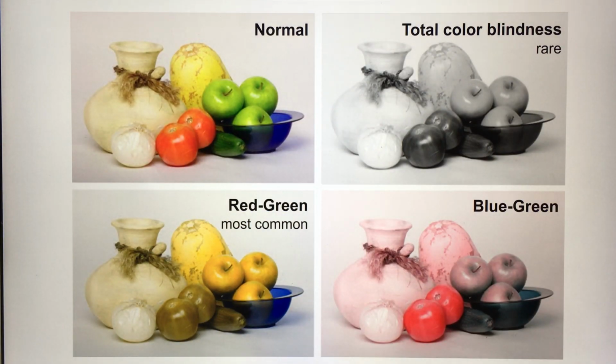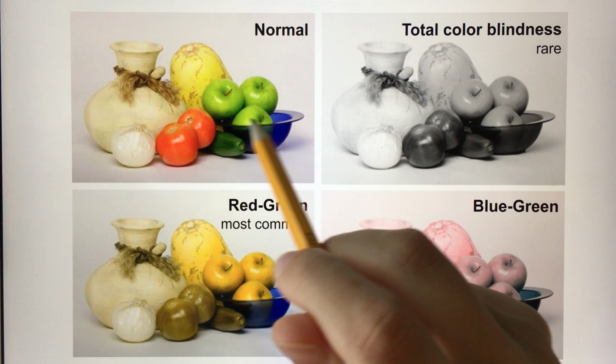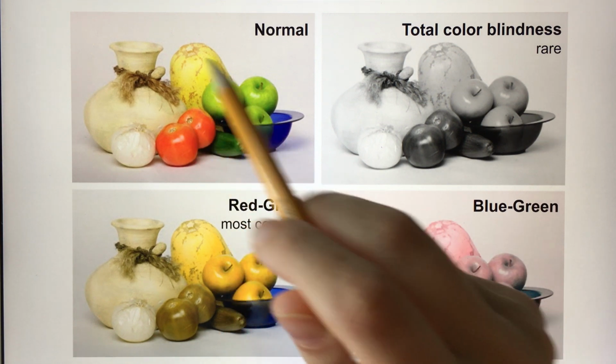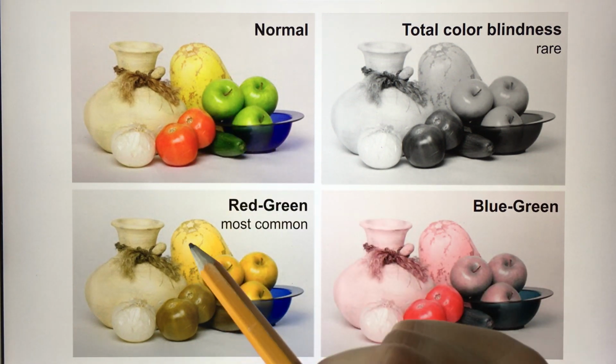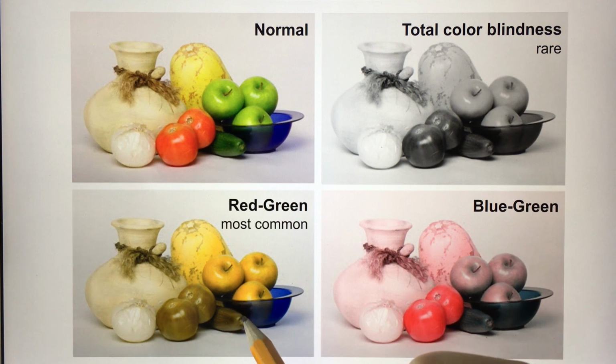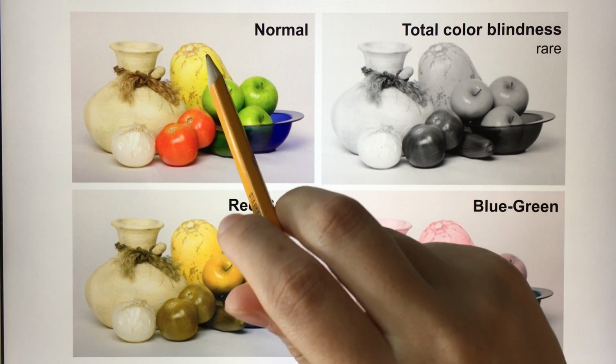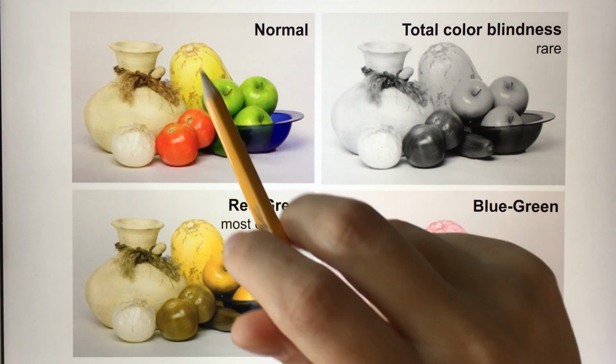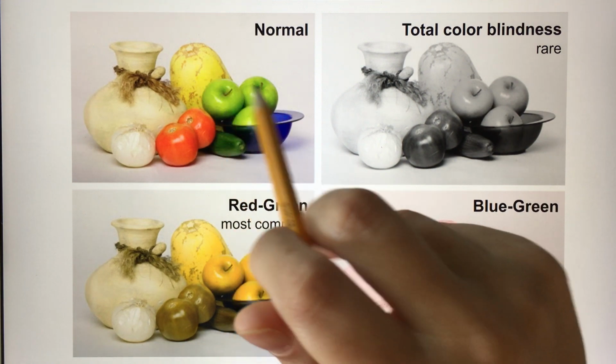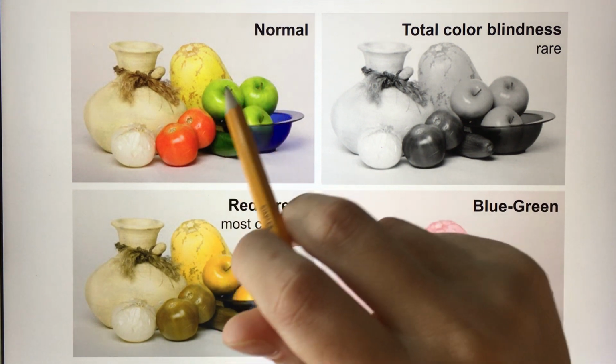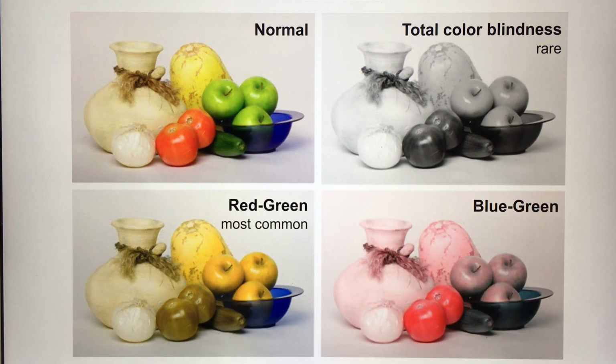And here are some examples of different types of color blindness. So this is normal vision. A person is able to see red, green, and blue colors, including yellow. Yellow is the closest color to green, because green is made by mixing yellow and blue. So if a person can see green, they can see yellow.